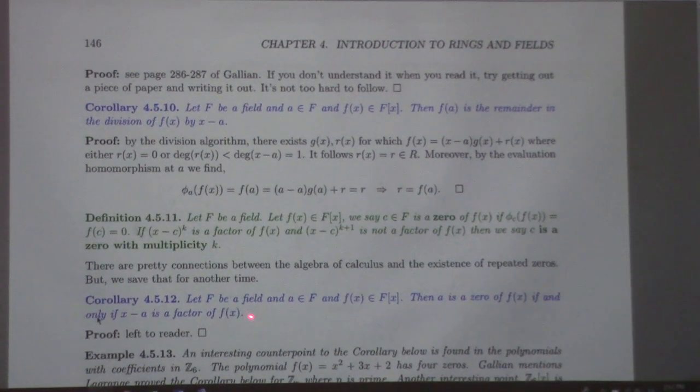Now, corollary, if you have a polynomial in the field, a is a zero of f of x if and only if x minus a is a factor of f of x. I'm not telling you, hopefully, anything new. This is the factor theorem, right?